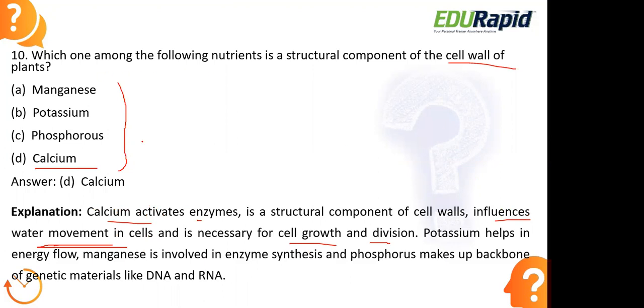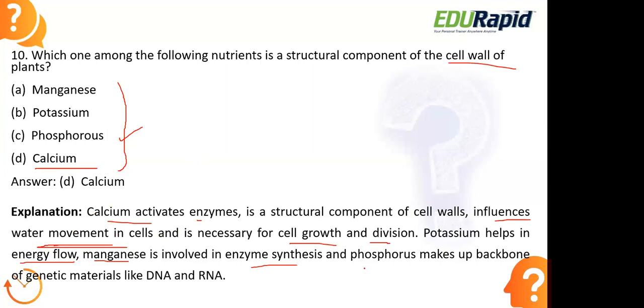But when we look at the rest of the options, phosphorus helps in energy flow in plants. Manganese is the one that is involved in enzyme synthesis. Enzymes are necessary because they carry out most of the metabolic activities, even in animals, right? So for this enzyme synthesis, manganese is the mineral which is involved.